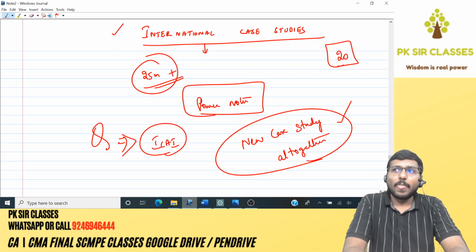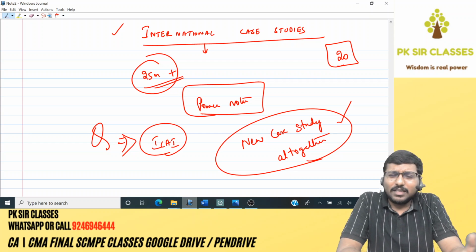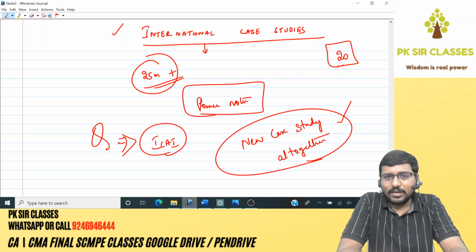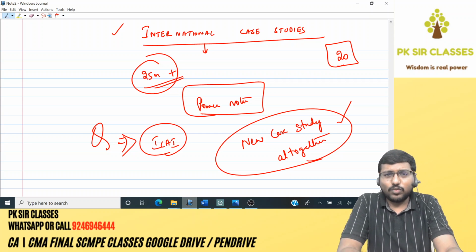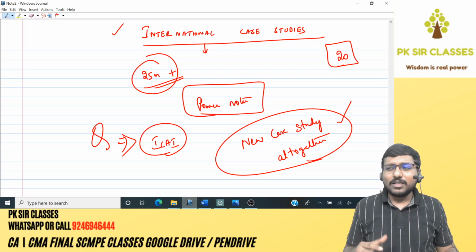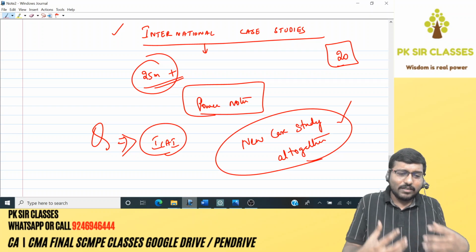That's point number one. Point number two is, as you know, that the number of case studies that we have right now in the ICAI sources, be it the study material or RTP or MTP or whatever it is, is not that great, so that it would give us enough practice in each and every concept. Many students have started messaging me saying, sir, we just need a few more case studies so that we get that feel of practice.